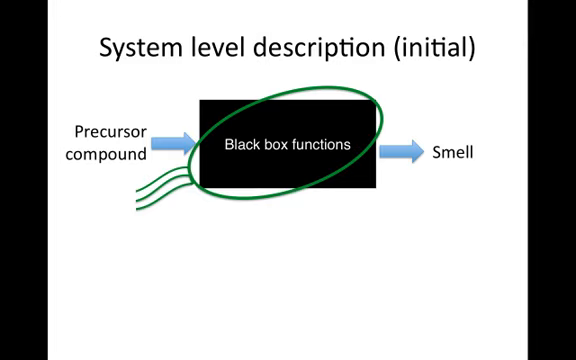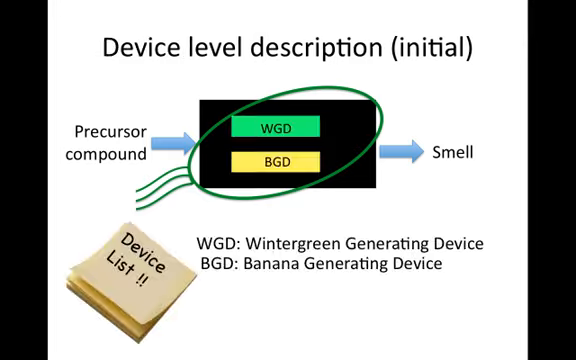So with this as their initial system level description, they realized that they would need some devices within that bacterial cell to generate those smells. The devices that they chose, after eliminating a couple of others, were a wintergreen generating device, which made a minty smell, and a banana smell generating device, which made this media smell like bananas.